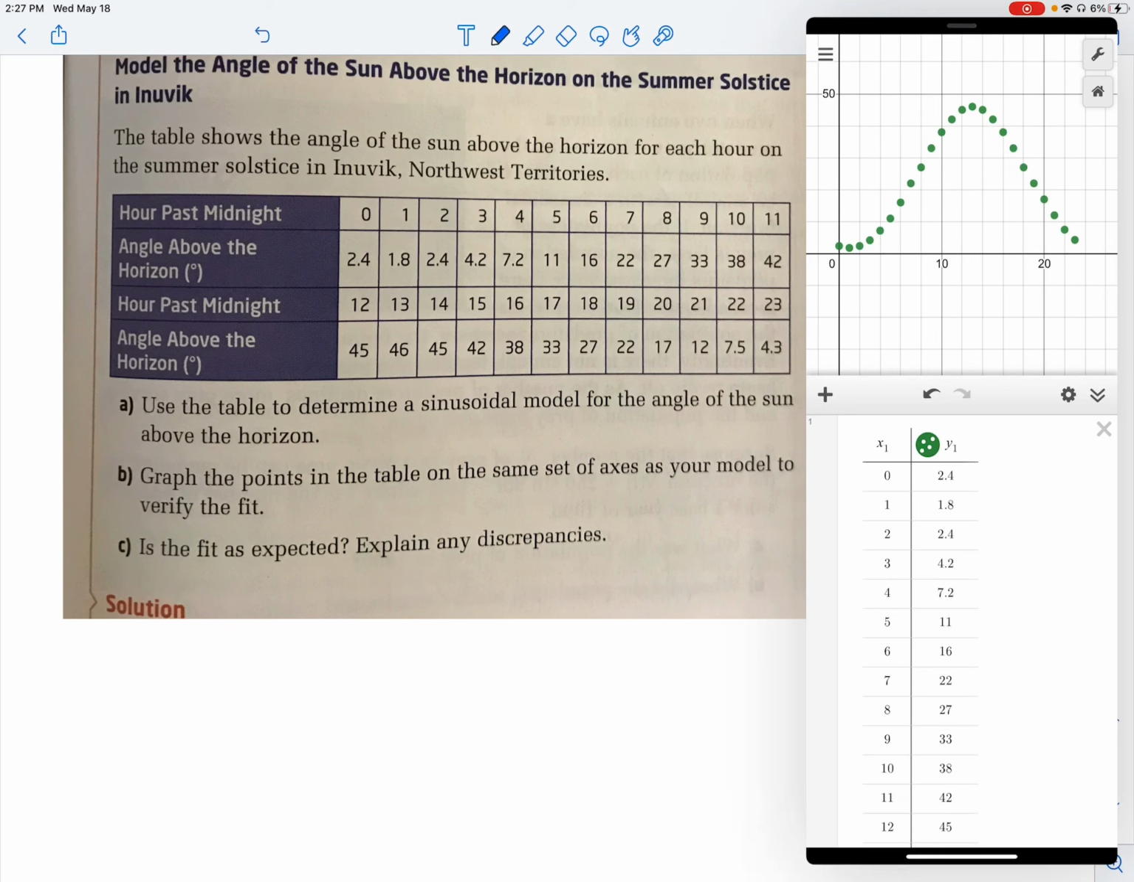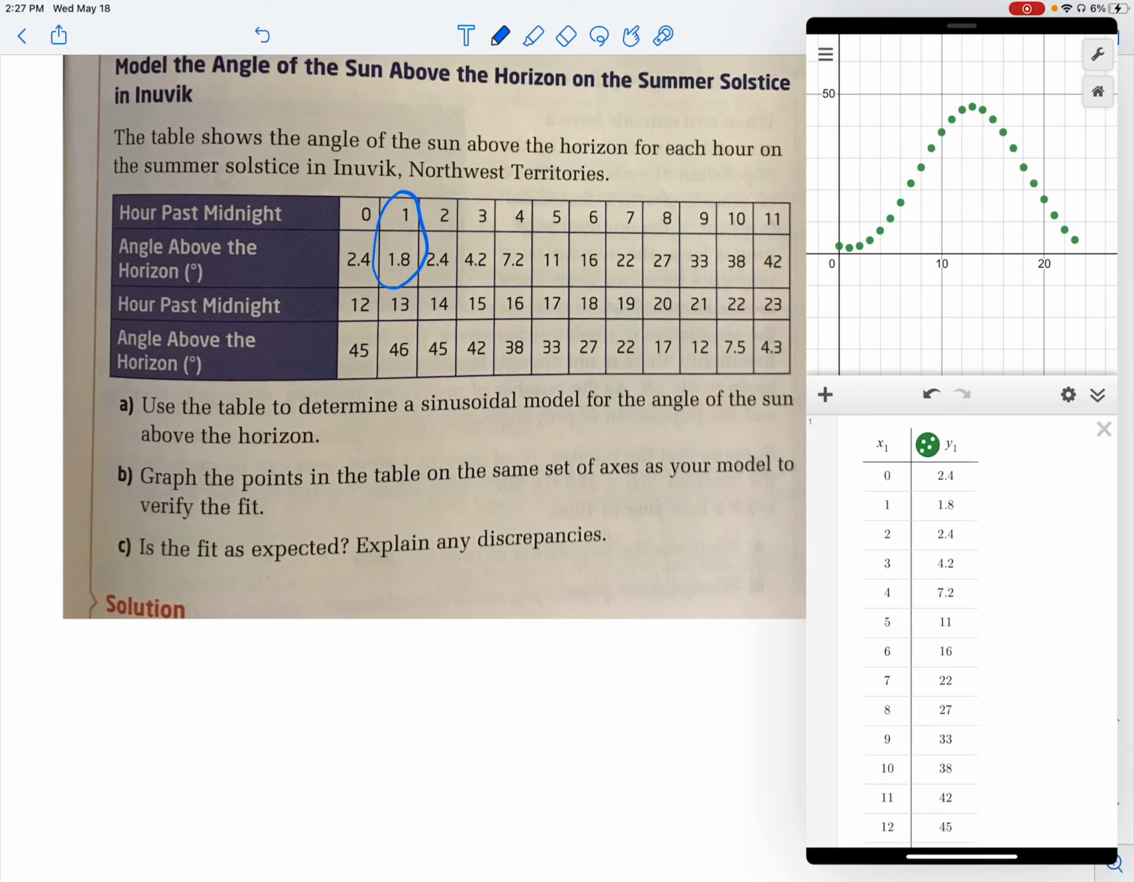We're going to follow basically the same things that we did last time. We're going to look at a minimum and maximum value. So let's circle those on the graph first. I'm scanning my entries right here. This is the angle above the horizon. A minimum value, I think it's 1.8. Yeah, that's the smallest of all those, so 1.8. So this is our minimum.